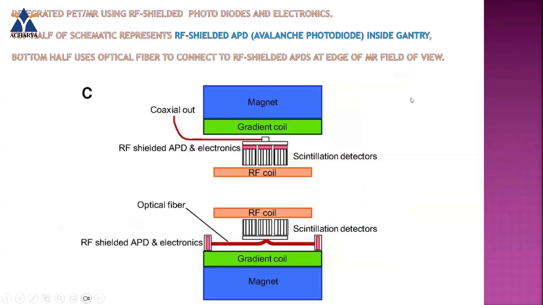So next evaluation. Here again, the components, the scintillation crystals and the RF shielded avalanche photodiodes (APDs), and some of the electronics are placed in the MRI gantry itself. Only some of the coaxial cables are kept outside, and they are connected to the MRI data acquisition system to form the image.